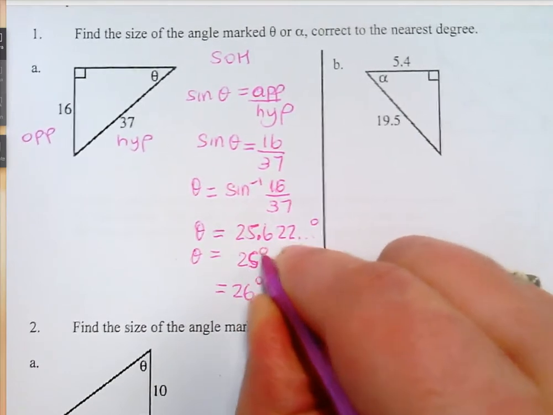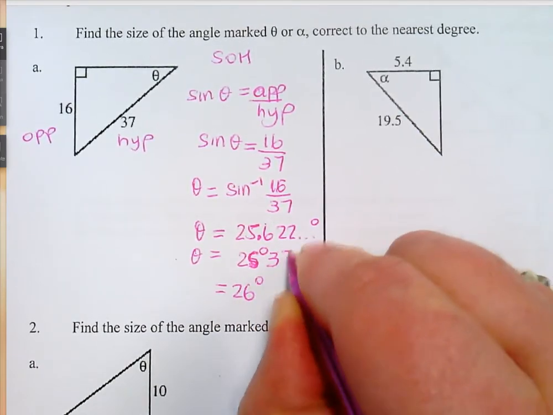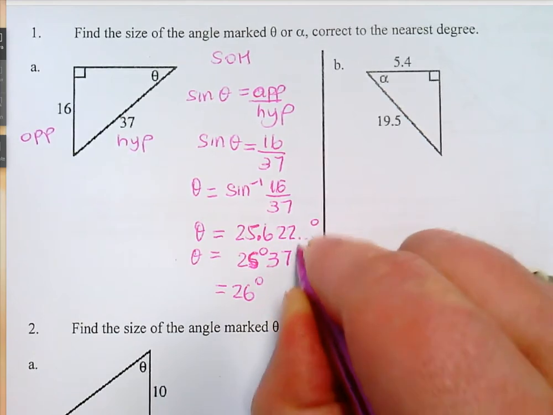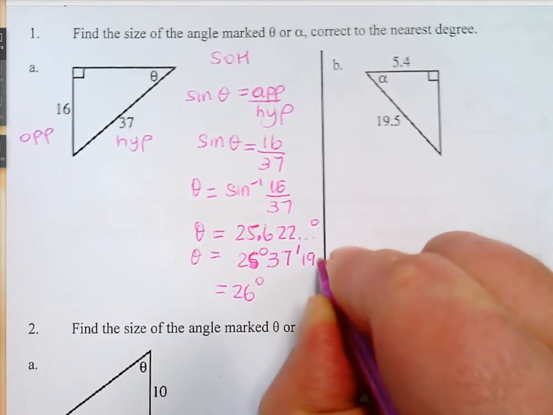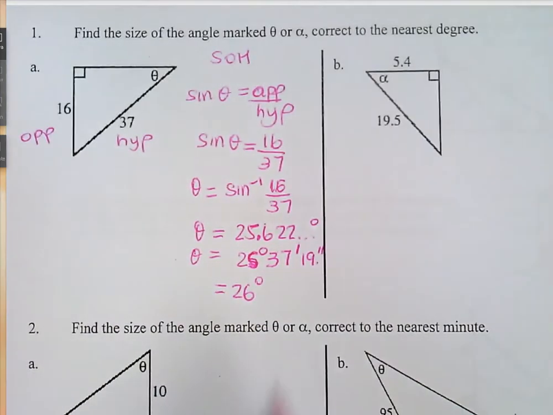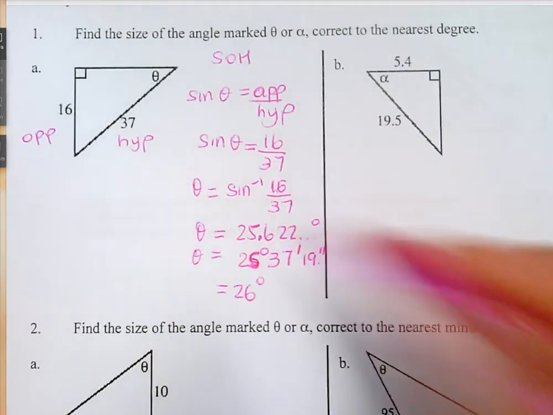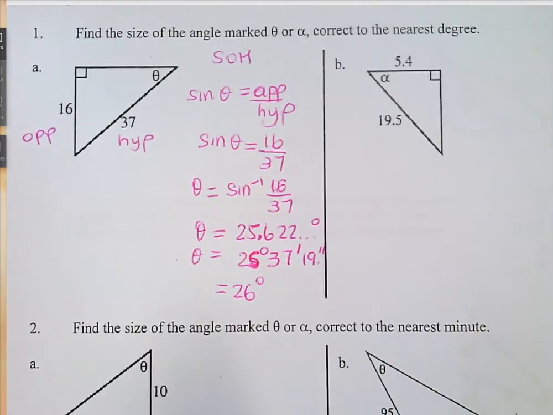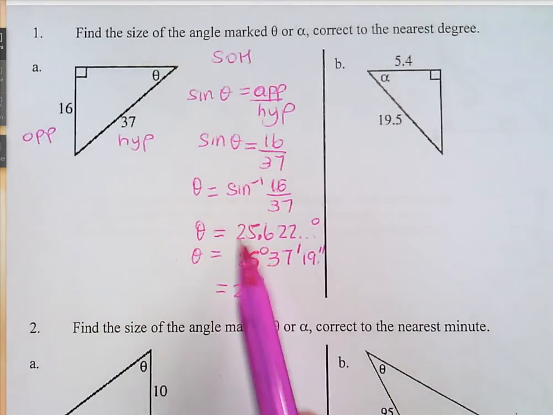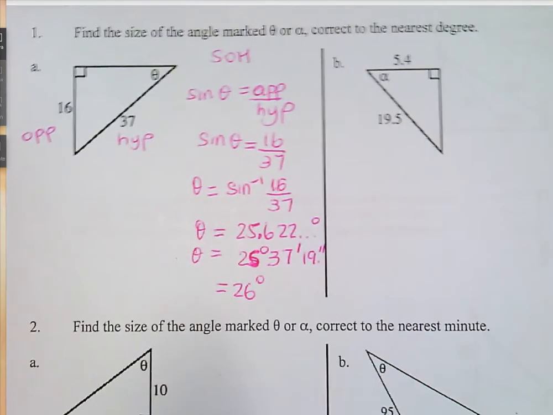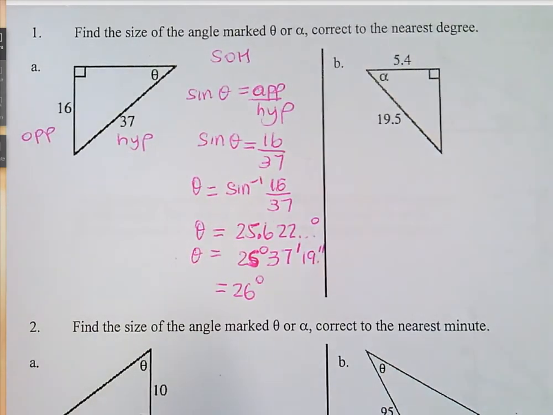25 degrees, 37 minutes, 19 seconds. Girls, 25 degrees, 37 minutes. 37 minutes is more than halfway round the clock, right? So it's 26 degrees. Do you get it? When you're rounding to the nearest degree, you don't have to change to degrees, minutes, seconds. You can just do it like a normal number.